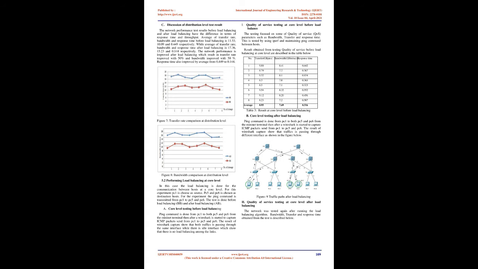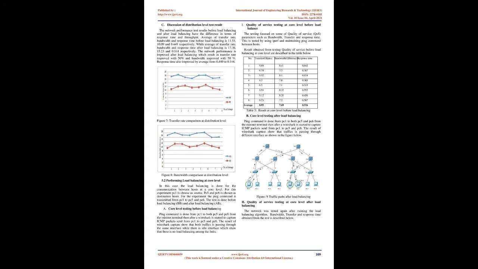B. Distribution level testing after load balancing. This time the load balancing algorithm written in Python is run in the terminal where we run the Floodlight controller. The test is to see whether it is able to find alternate best paths when the initial path from source to destinations gets congested. The ping command is done from PC1 to both PC3 and PC4 from the Mininet terminal, then Wireshark is started to capture ICMP packets sent from PC1 to PC3 and PC4.